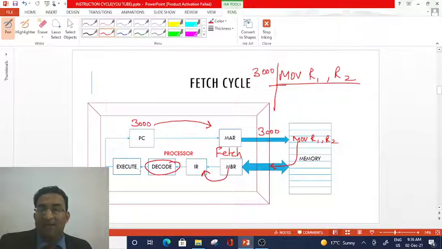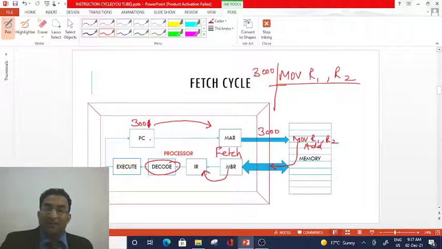And after decoding, the processor will execute. So after the execution, what a program means is a set of instructions. It means that after this, on another location there can be an add instruction, so the processor has to move to this second instruction of the program. So what it will do, it will increment the value of PC by 1, so the next address will become 3001 there.